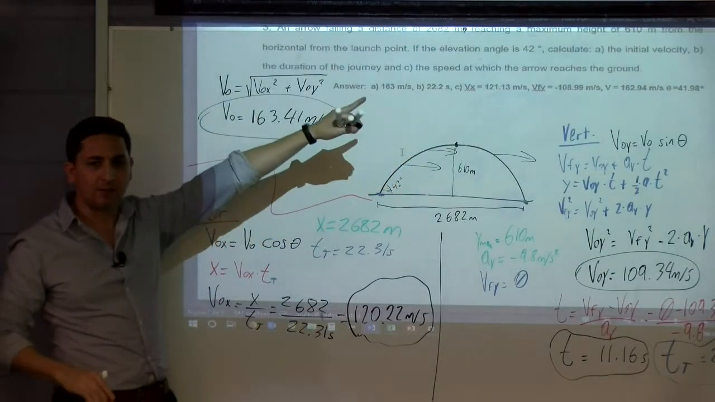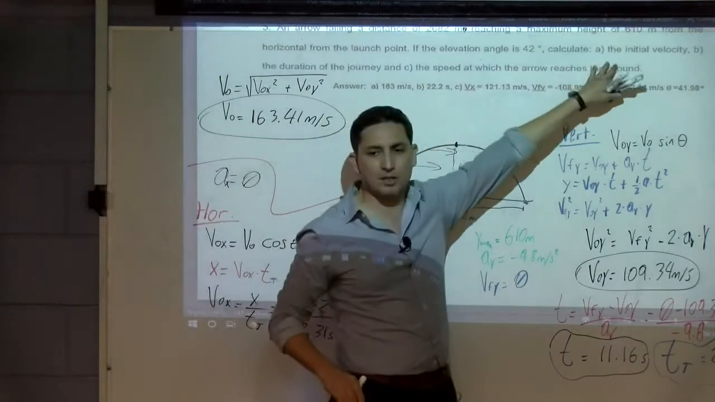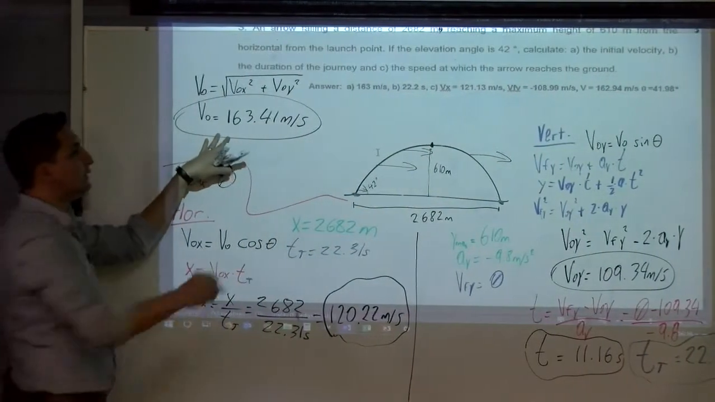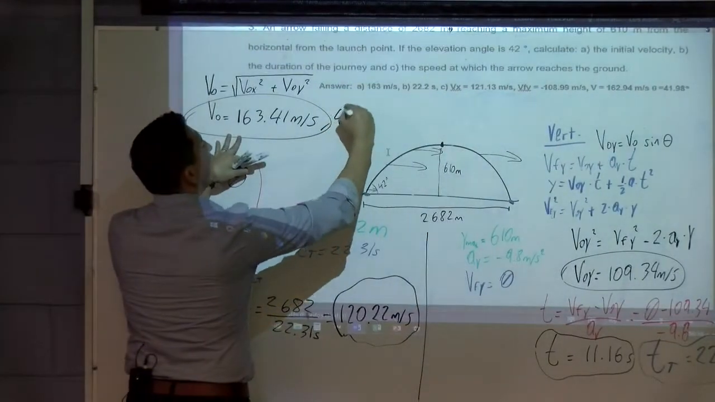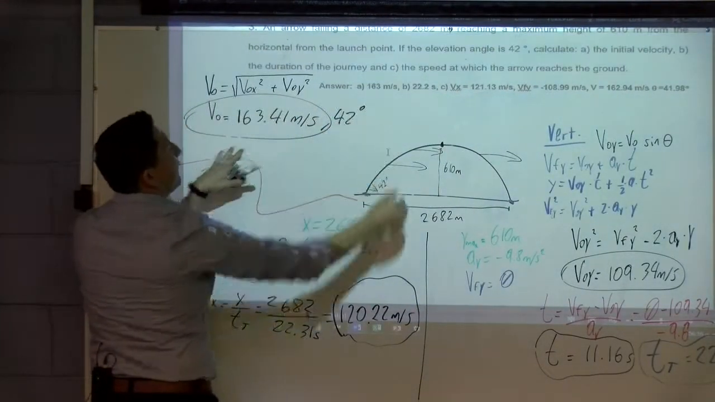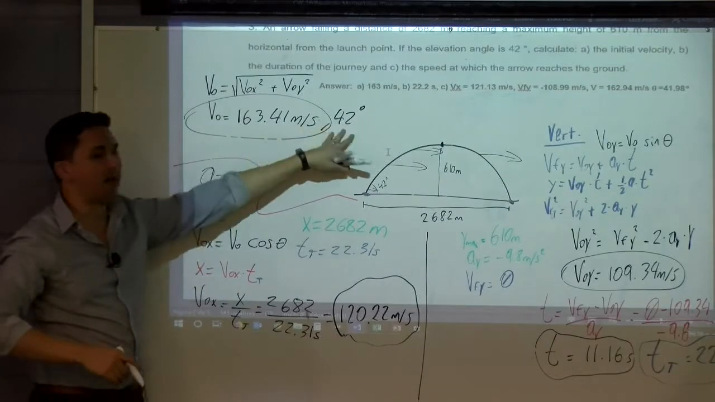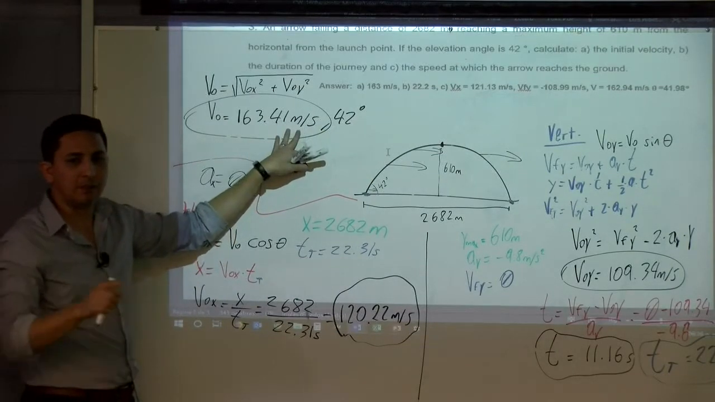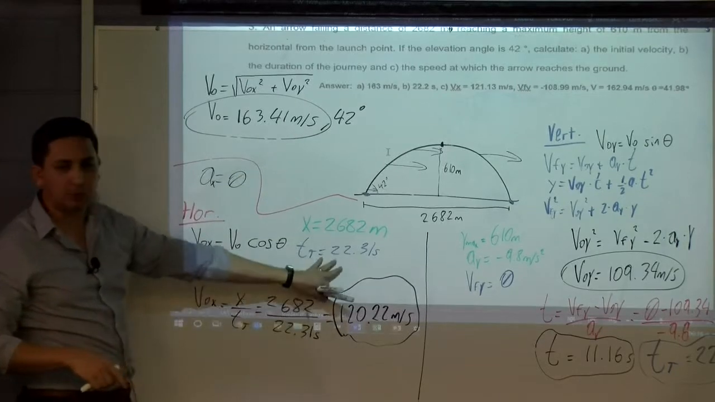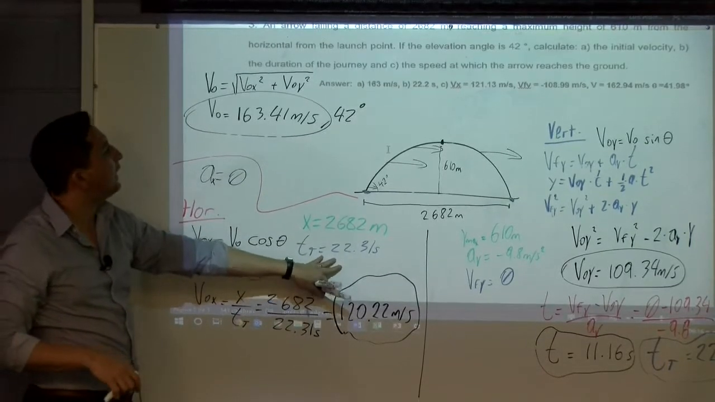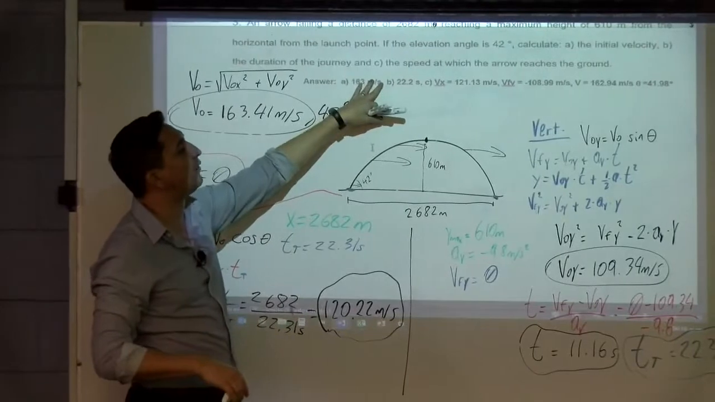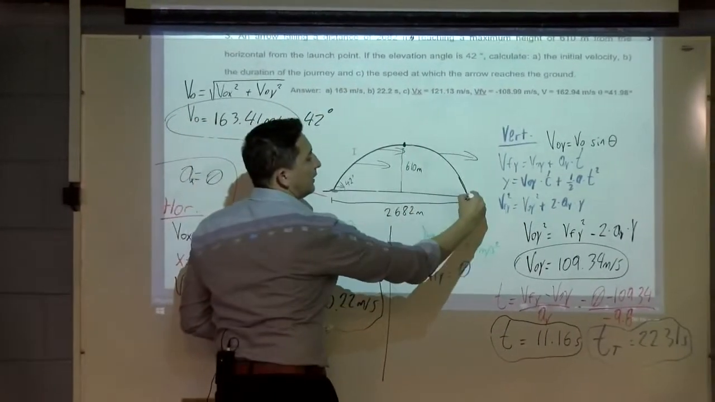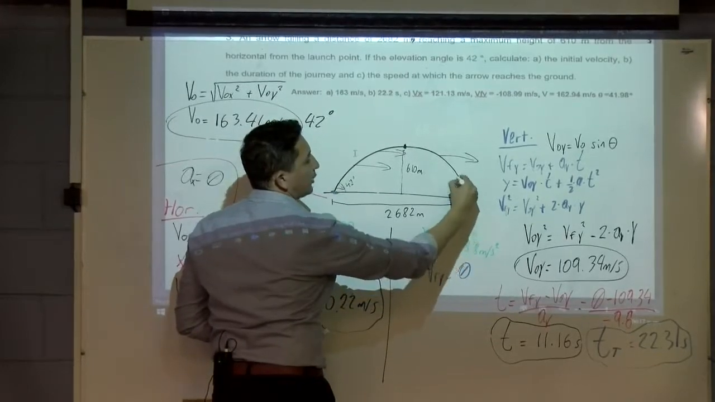I have the answer for the first one. Okay? Initial velocity, first question, 163.41, comma, 42 degrees. Magnitude, direction. Okay? First answer. The duration of the journey, 22.31. And the speed at which the arrow reaches the ground, I'm talking about this vector. Okay?